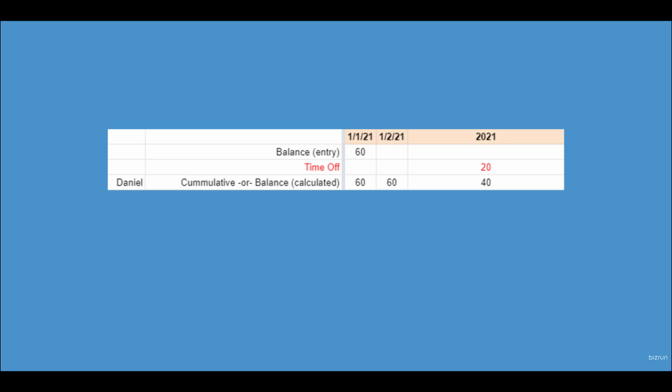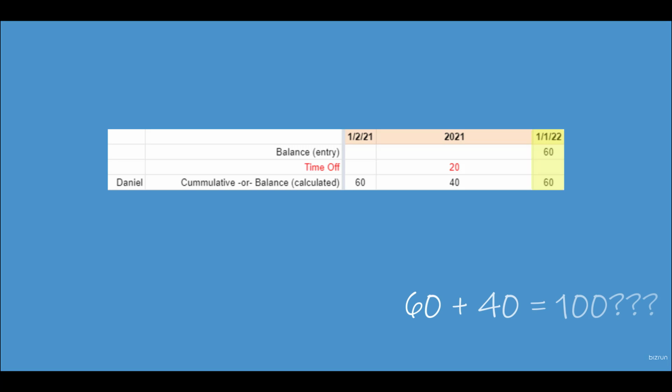Now, this is an important use of the balance accrual type, so please note, on January 1st, 2022, Daniel has a balance entry of 60 hours. If you notice his day-end balance of 60 hours, you might ask yourself, shouldn't this day-end balance be 60 plus 40, or 100 hours? The answer is no.